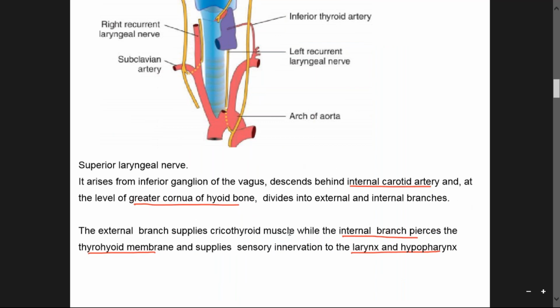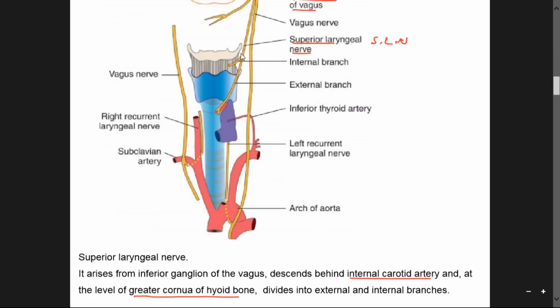The external branch supplies the cricothyroid muscle, while the internal branch pierces the thyroid membrane and supplies the sensory innervation to the larynx and the hypopharynx. So this pierces the thyroid. This is the hyoid. This is the thyroid. So it pierces the thyrohyoid membrane. It gives sensation above the vocal cords, and behind will be the hypopharynx.